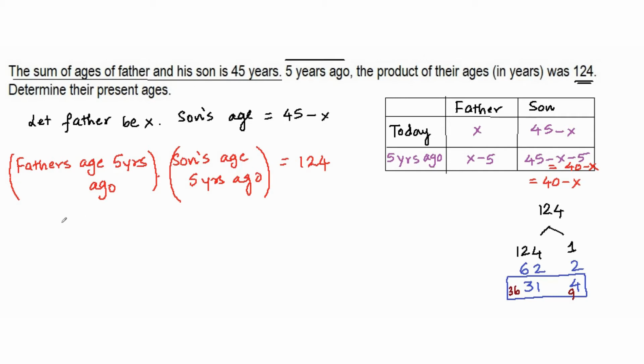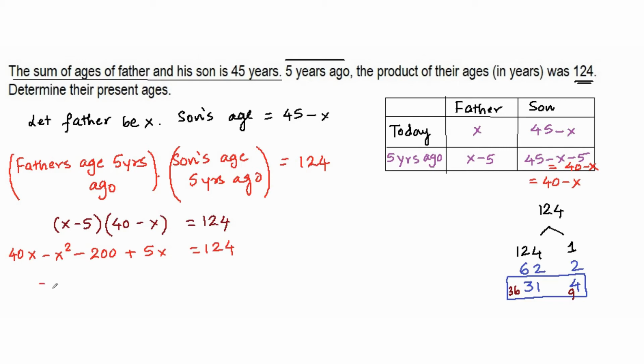So father's age 5 years ago was x minus 5, and son's age 5 years ago was 40 minus x. So this product was equal to 124, right? And now I can open up the bracket. So x into 40 is 40x, and x into minus x is minus x square. Minus 5 into 40 is minus 200, and minus 5 into minus x is plus 5x is equal to 124.